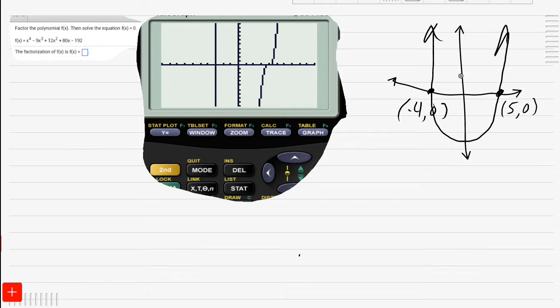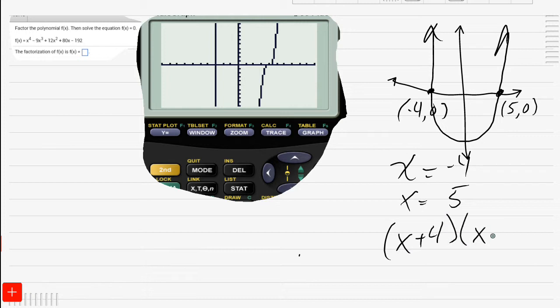Well, the factored form of this parabola is based off these values here, which are the zeros. So the zeros are at x equals negative 4 and x equals 5, which means in factored form, that parabola would be x plus 4 times x minus 5. Because if you plug a 5 in, 5 minus 5 is 0, and 0 times anything is 0. That's the 0 of the polynomial. So if you can find the x-intercepts, then you know the zeros. And if you know the zeros, you know the factored form.